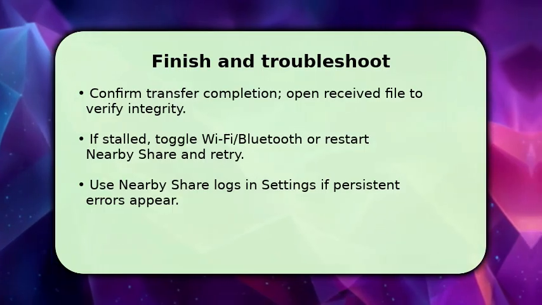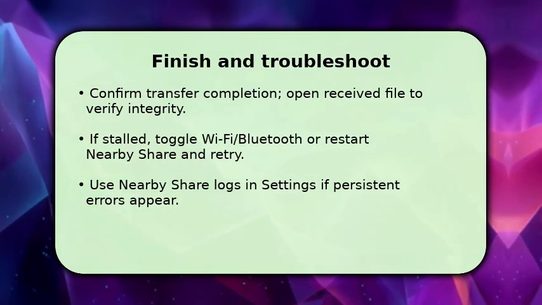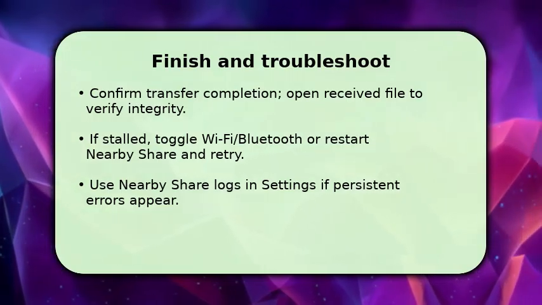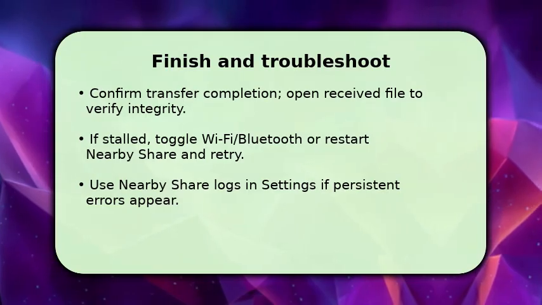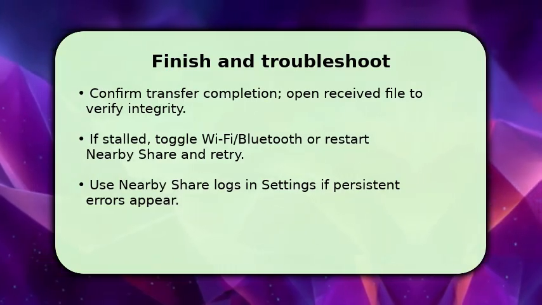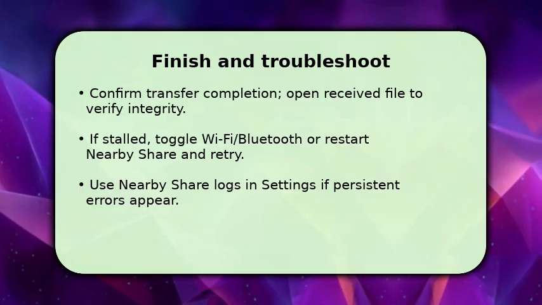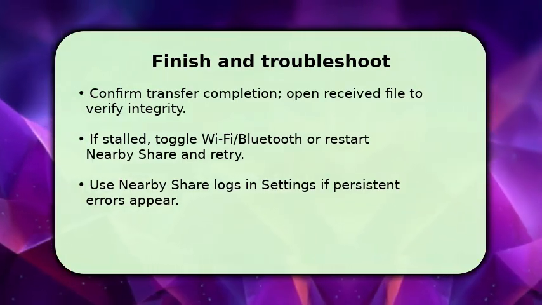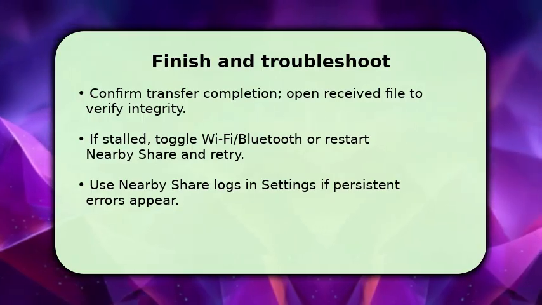If a transfer stalls, toggle Wi-Fi or Bluetooth, turn Nearby Share off and on, then resend. This forces a fresh connection and resolves most glitches. Make sure both devices have sufficient battery and aren't in data saver mode. If problems persist, check Nearby Share settings and logs in Settings for detailed error hints.